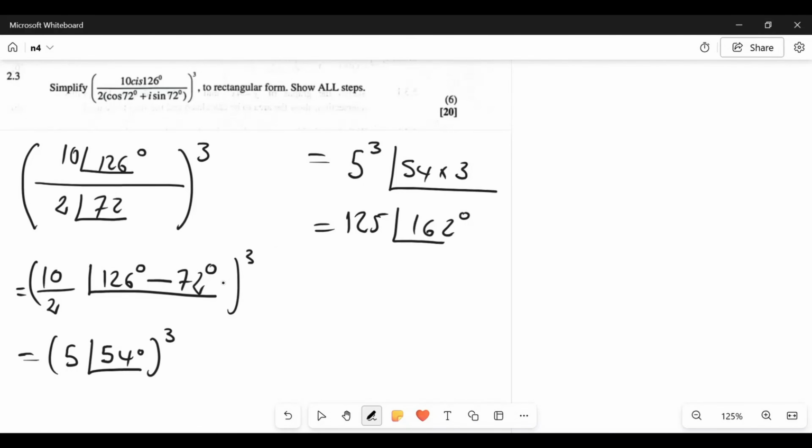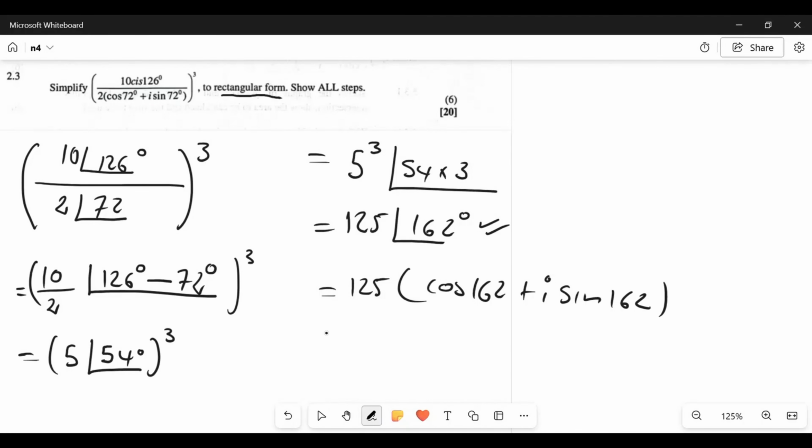Right. Now, remember, they want us to leave this in rectangular form. If you don't know rectangular form, guys, we have a real number and an imaginary number. So in order for us to convert this to rectangular form, we need to use the formula that was used here. So let's go back. Now we're going to have 125 multiplied by cos 162 plus imaginary sine 162, right? So what you're going to do here, we're going to multiply throughout with 125.